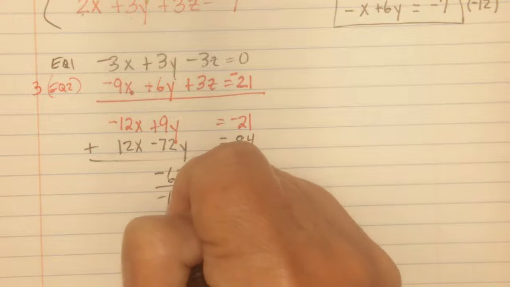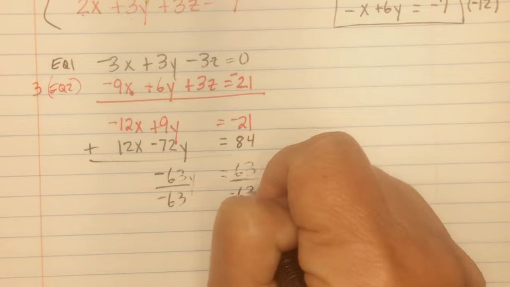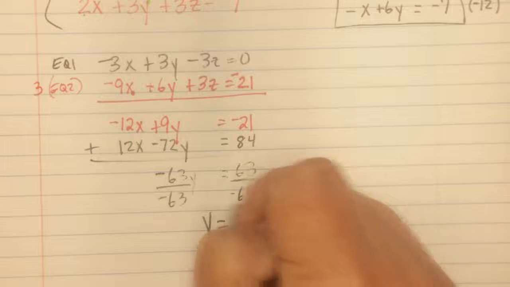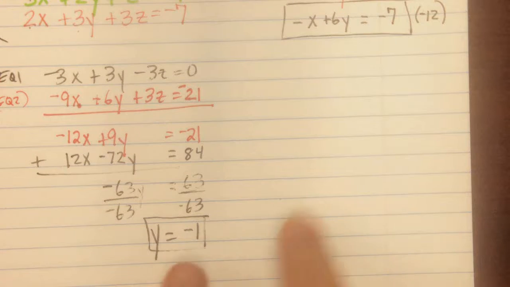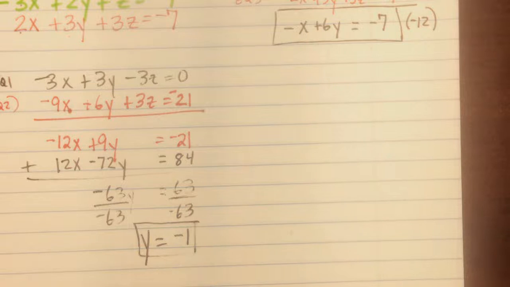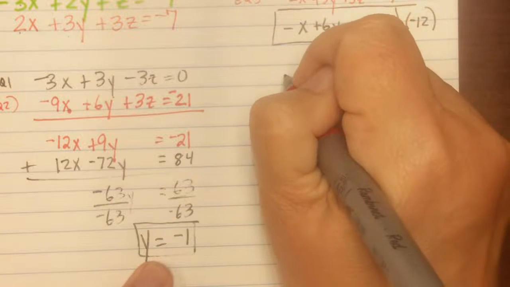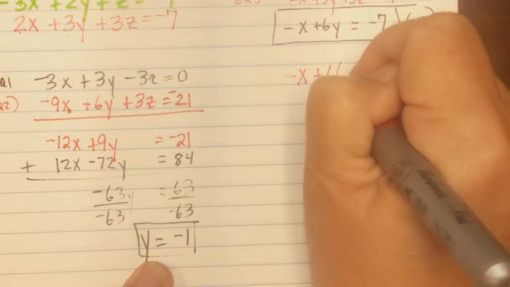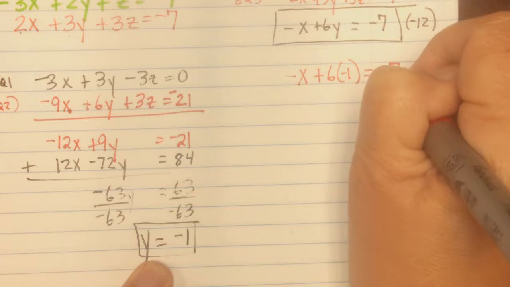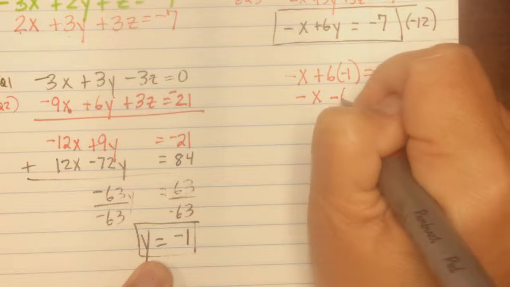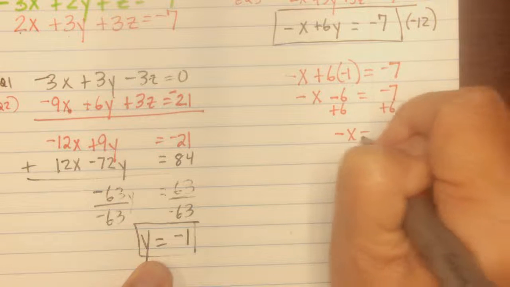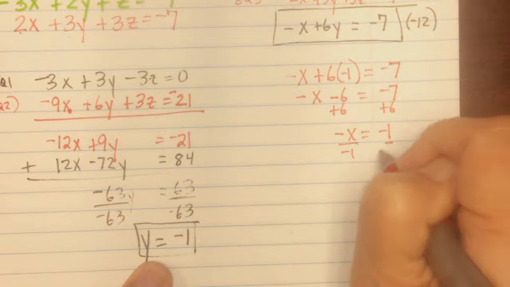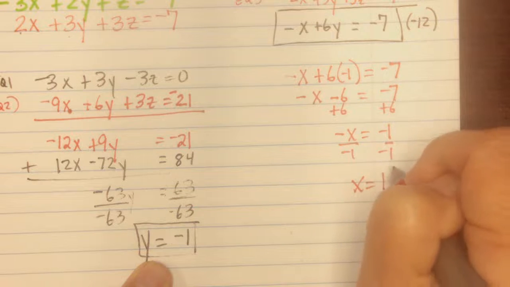And so then I divide by -63, divide by -63, and y is equal to -1. So now that I've found y, I need to go back and find x and z. So since this little equation right here has the smallest numbers, I'm going to plug my -1 in here. So I have -x plus 6 times -1 is equal to -7. So I've got -x minus 6 is equal to -7. So I'm going to add 6 to both sides. -x is equal to -1. Divide both sides by -1. And x is equal to 1.